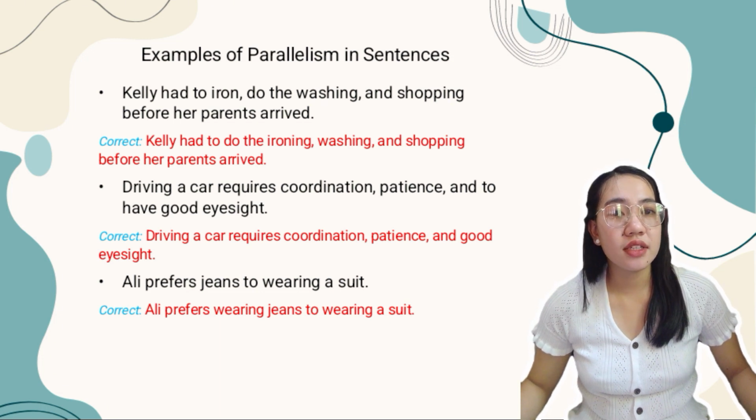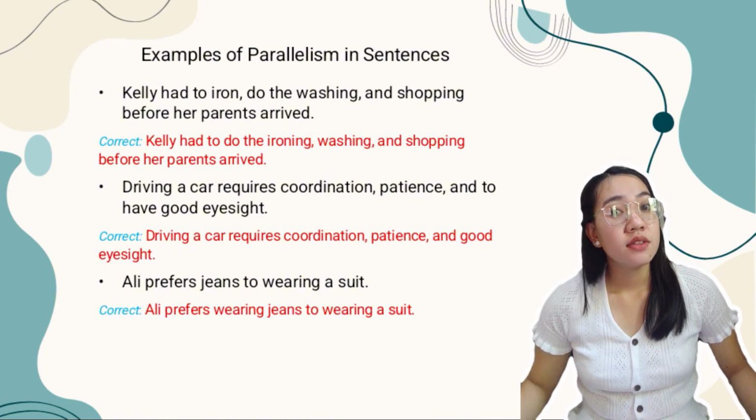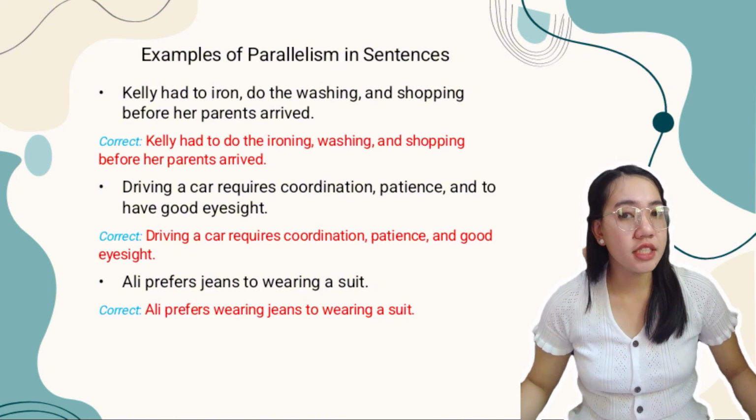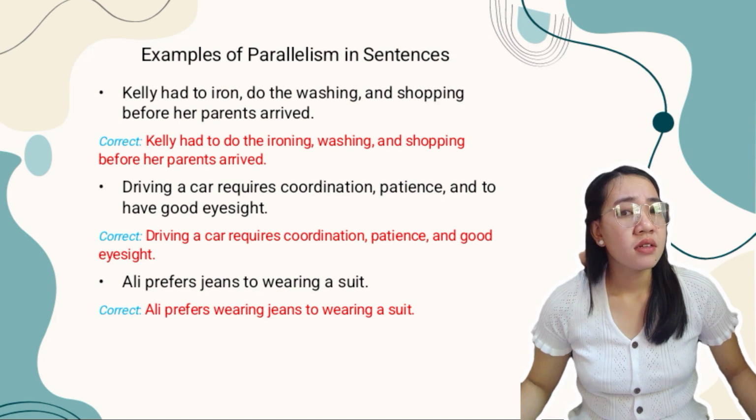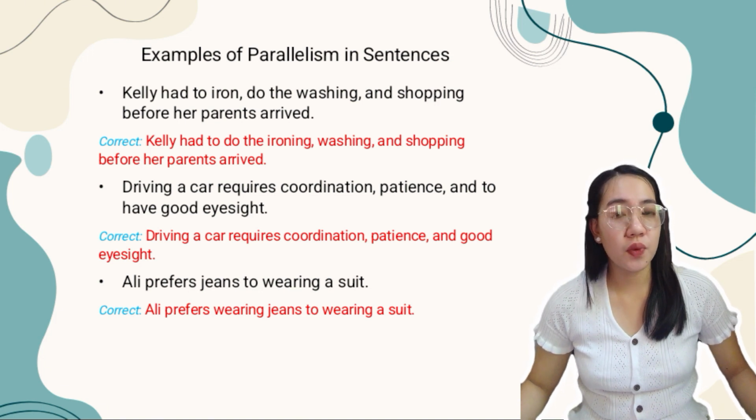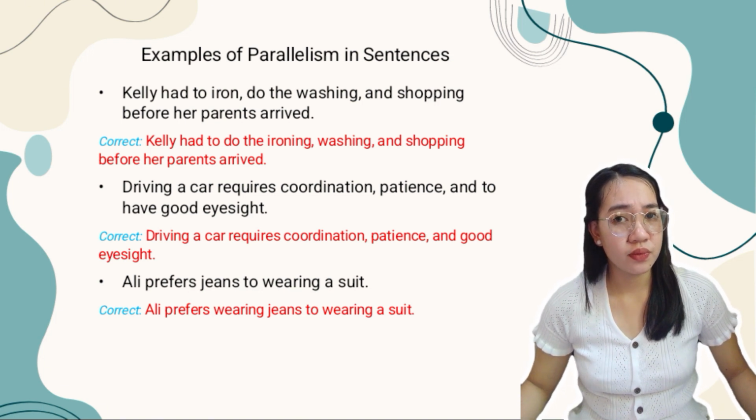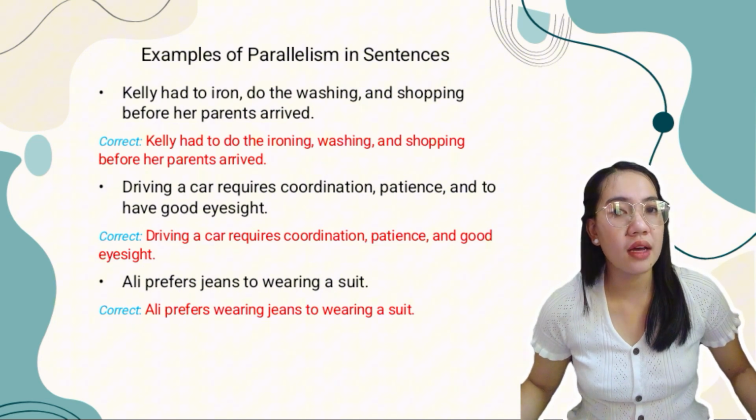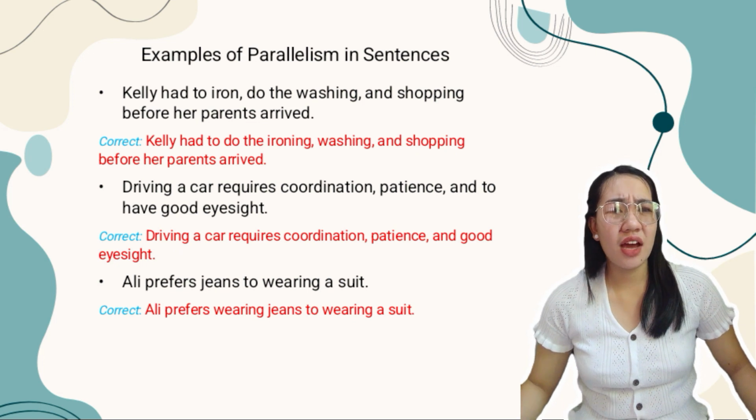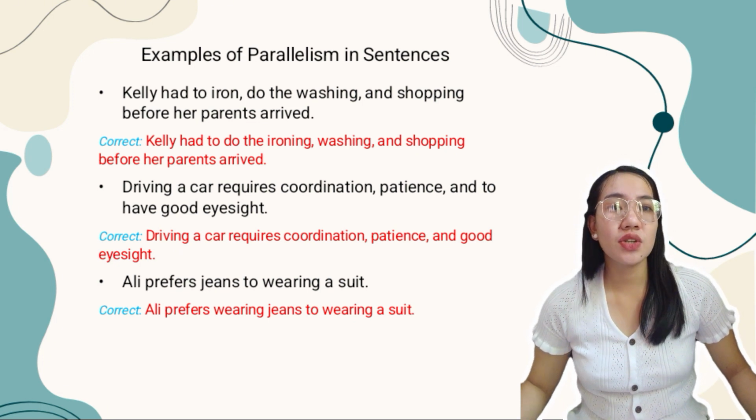Kelly had to iron, do the washing, and shopping before her parents arrived. Driving a car requires coordination, patience, and to have a good eyesight. Ali prefers jeans to wearing a suit. All of these sentences contain faulty parallelism. Although they are factually correct, the construction is clunky and confusing.